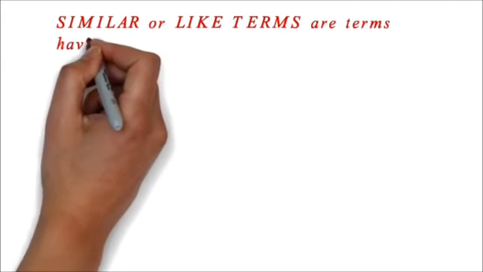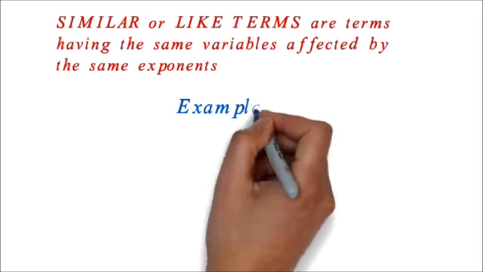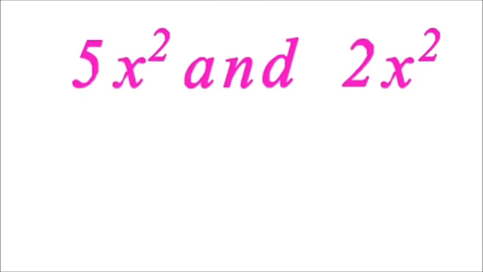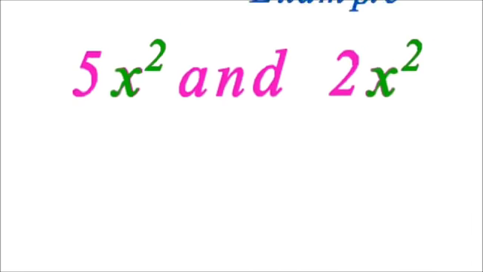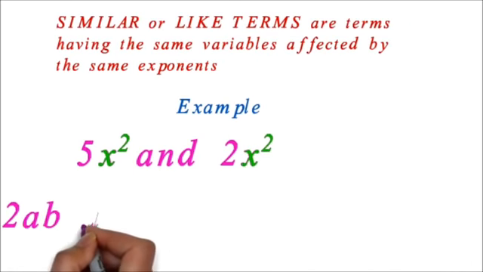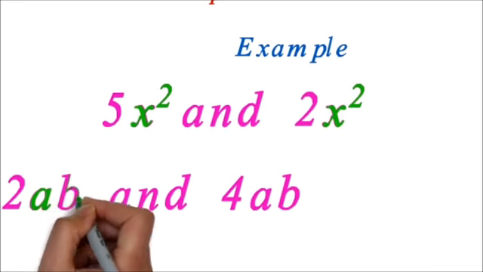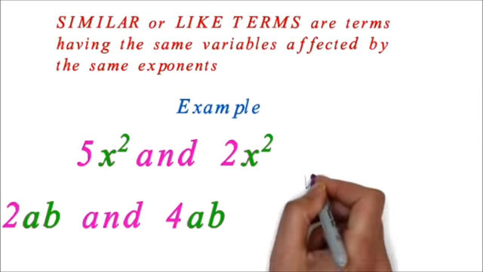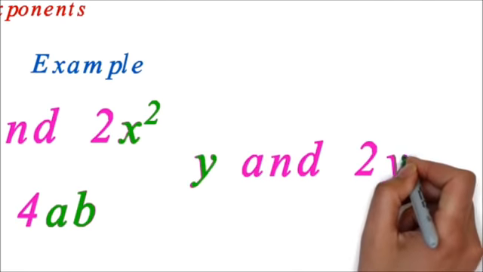Similar or like terms are terms having the same variables affected by the same exponents. Example, we have 5x squared and 2x squared. These are similar terms because they have the same variable x and the same exponent 2. 2ab and 4ab are also similar terms because they both have the same variables or letters, and those variables have the same exponents. Next, for y and 2y, we have the same variable y, and therefore they are like terms.